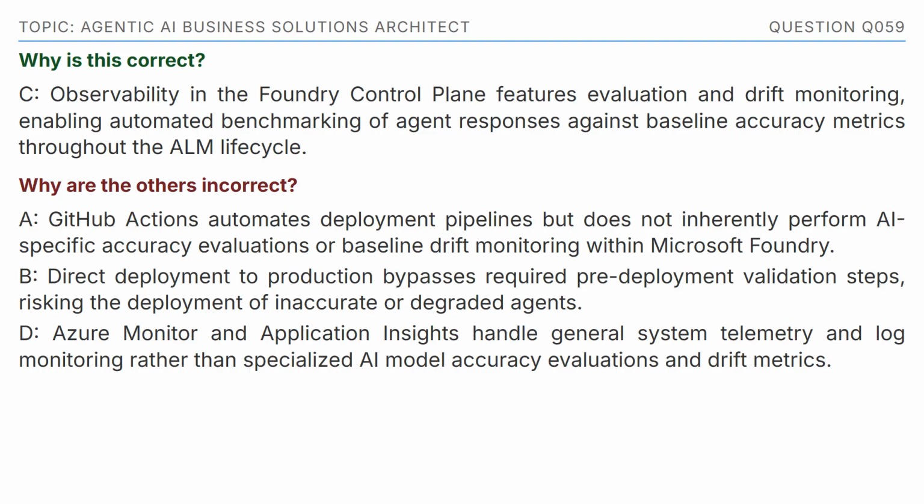A. GitHub Actions automates deployment pipelines but does not inherently perform AI-specific accuracy evaluations or baseline drift monitoring within Microsoft Foundry. B. Direct deployment to production bypasses required pre-deployment validation steps, risking the deployment of inaccurate or degraded agents. D. Azure Monitor and Application Insights handle general system telemetry and log monitoring rather than specialized AI model accuracy evaluations and drift metrics.